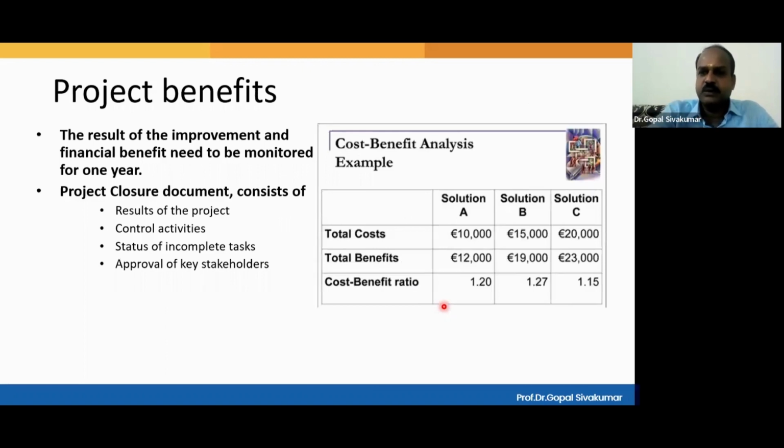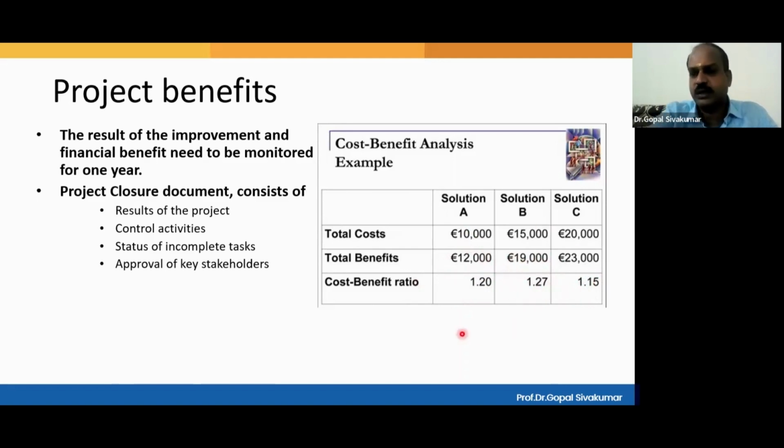And project benefits: it is always a good idea to have a cost benefit analysis document where you account all the expenses spent for the project, and you have the total cost, and similarly all the benefits that came from a particular project A, and then you go for a cost benefit ratio, right? The benefit earned divided by the cost, it is 1.2 here, whereas in the other project it is 1.27, the other project it is 1.15. That means the cost benefit is really better compared to the three projects which we are seeing here.